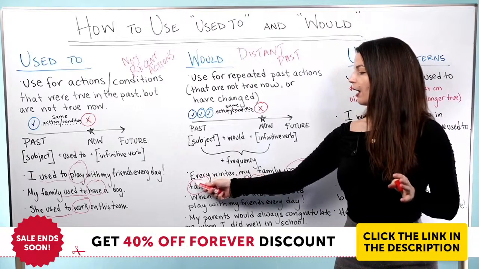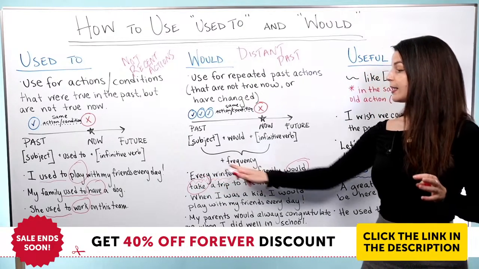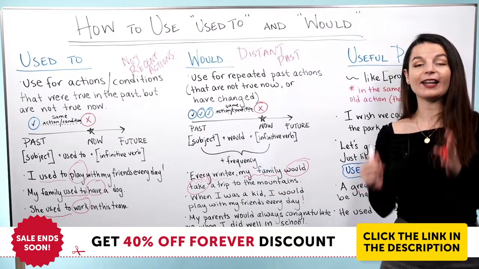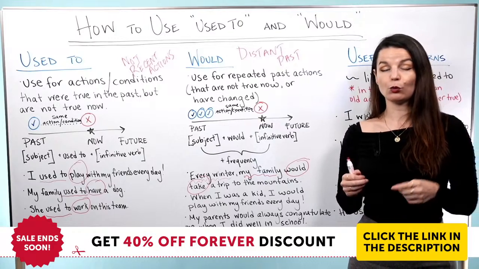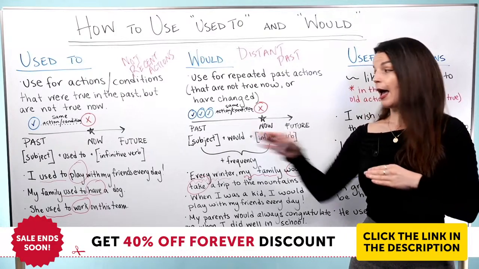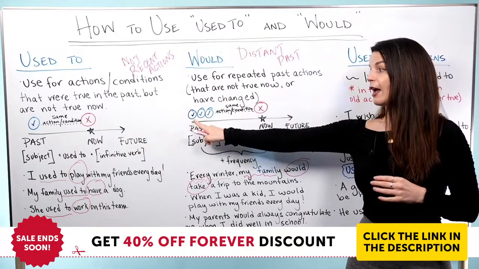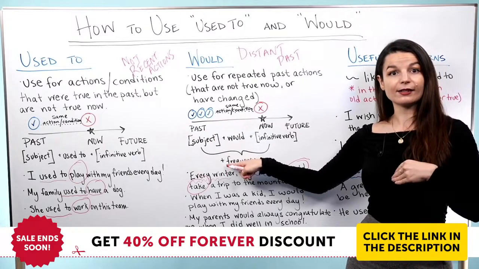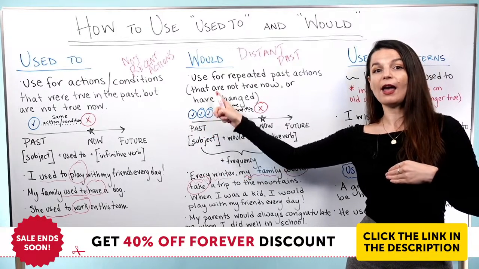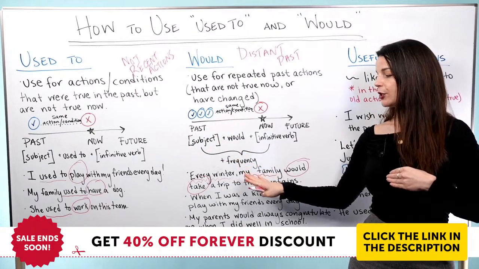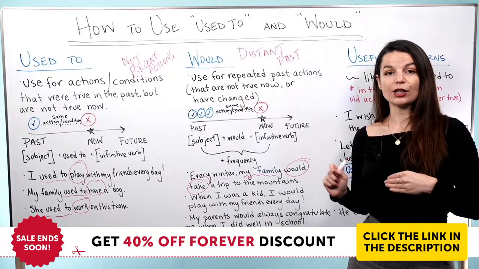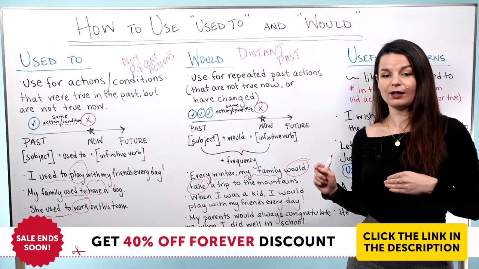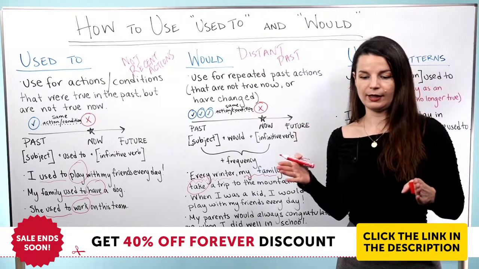Right here, every winter. This is the frequency. So I give the listener or the reader some information: how often? So this is every winter. In this sentence, it's one time every year. Every winter, my family would take a trip to the mountains. Okay? So we know how often we did the action.